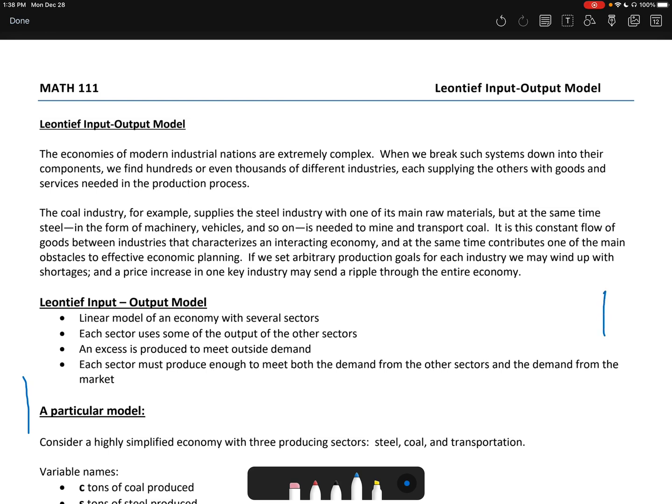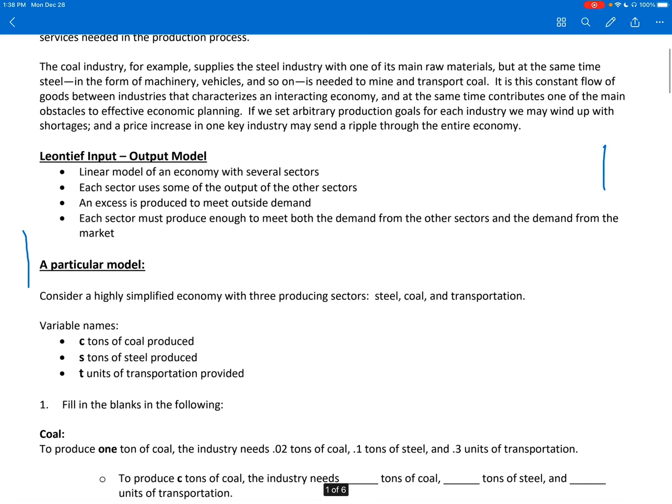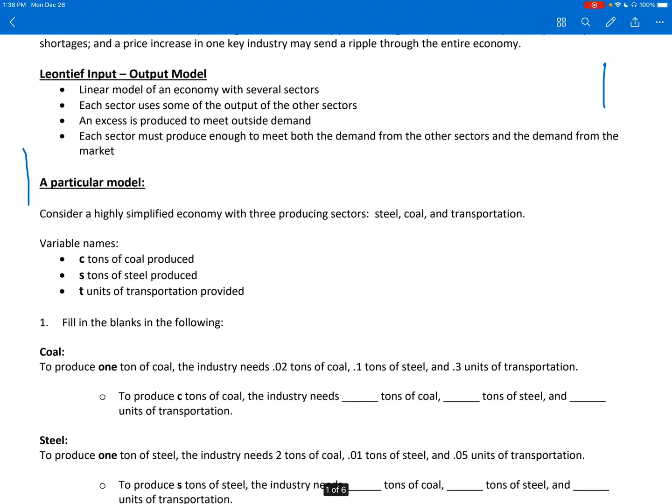So the idea of the Leontief input-output model then is that it's a model of an economy with several sectors. Now we only deal with 2 or 3 because we want to keep things very basic, but you could certainly extend this idea to 4, 5, 6, even more sectors, which is more reality when you really think about the real world. Each sector is going to use some of the output of the other sectors. An excess is produced to meet outside demand, and each sector must produce enough to meet both the demand from the other sectors as well as the demand from the market.